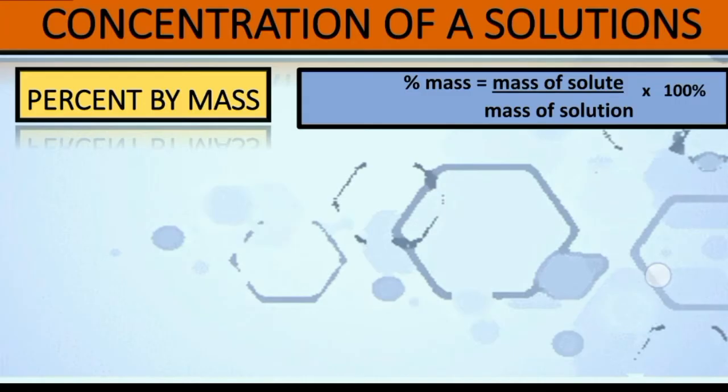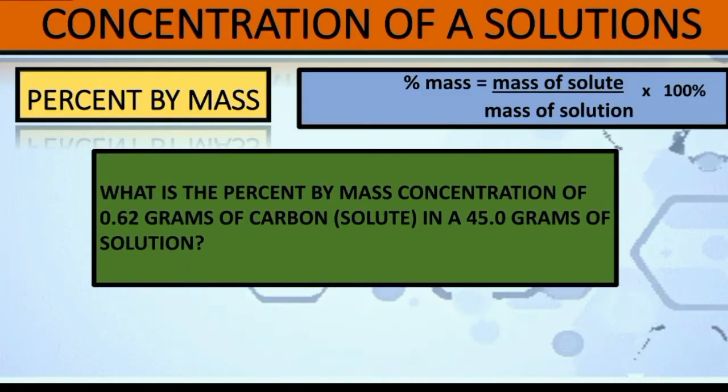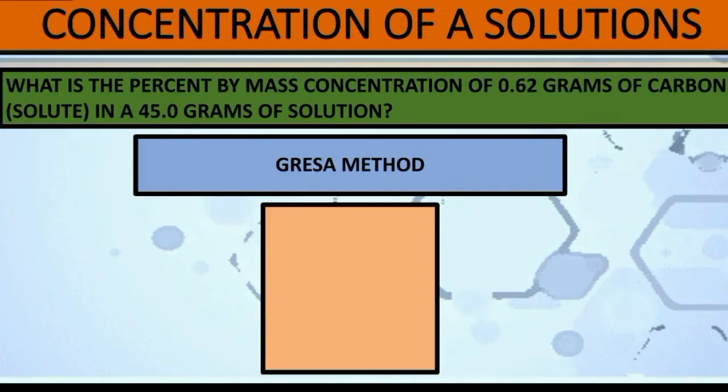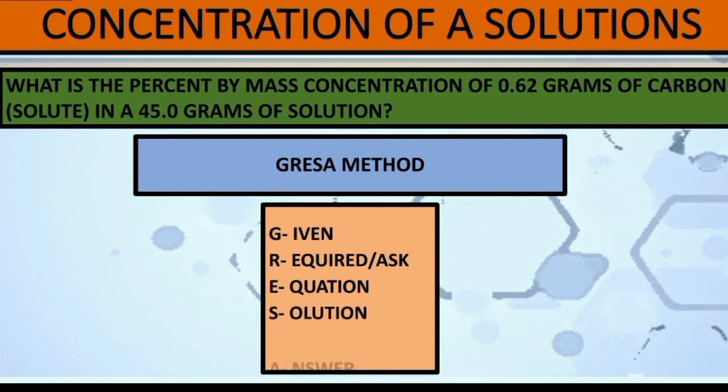Let's try this example. What is the percent by mass concentration of 0.62 grams of carbon in a 45.0 grams of solution? To solve this, we have to follow the GRESA method. What is the GRESA method? GRESA stands for G for given, R for required or asked, E for equation, S for solution, and A for answer.